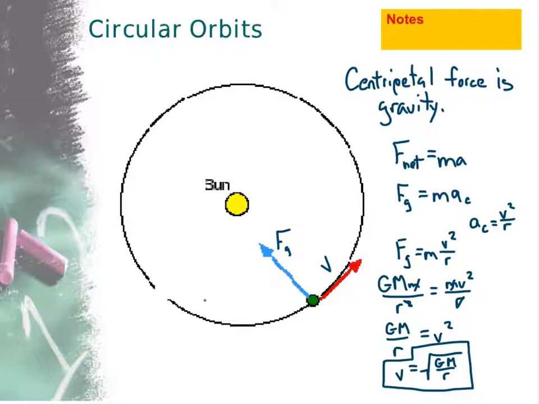So just by using some of our understanding of circular motion and the fact that the centripetal force of the Earth going in its orbit is the force due to gravity with the Sun, we find out that in a circular orbit, our orbital velocity would equal the square root of G times the mass of the Sun divided by the radius.